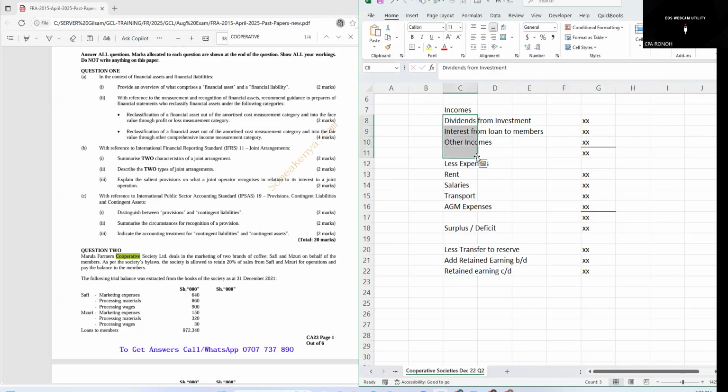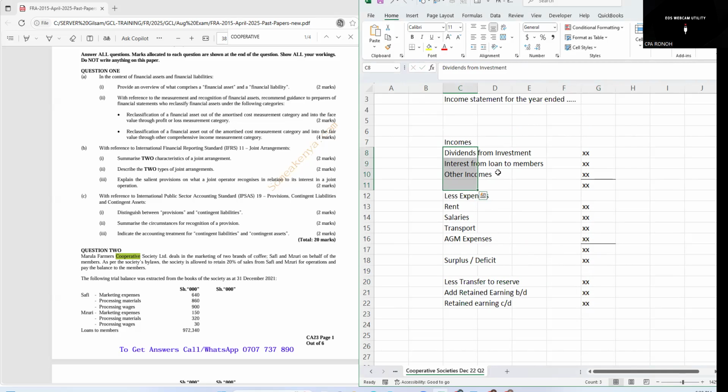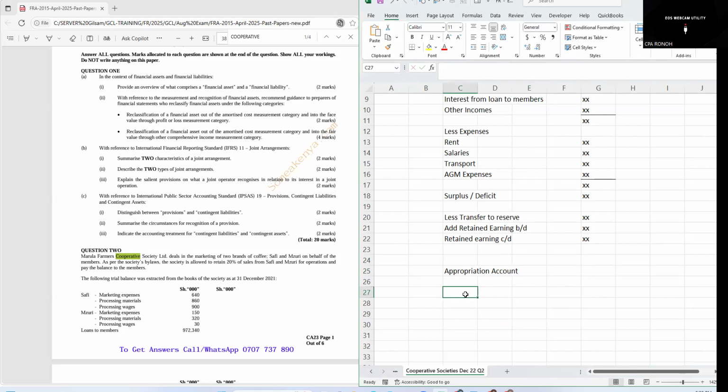So that is one statement which you need to prepare the format. Also, the examiner may at one point ask for what is called an appropriation account. You did this one in partnership. So the format for the appropriation account, you take a balance brought forward of the appropriation account.